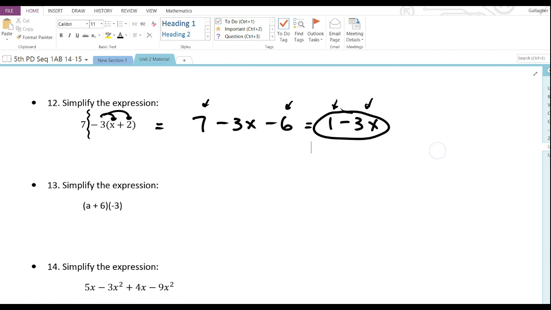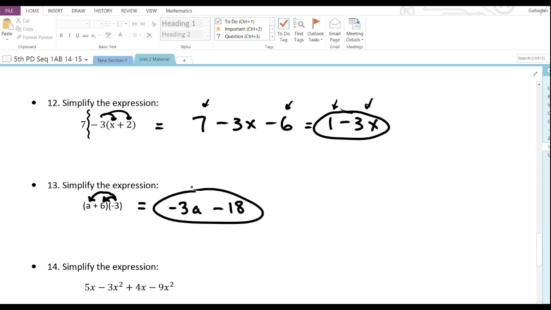Problem number 13 is very similar, only the negative 3 is on the other side. So I multiply the negative 3 by both of the terms on the inside. I end up with negative 3a minus 18. The minus 18 comes from the 6 times the negative 3. And that's the answer for problem number 13.